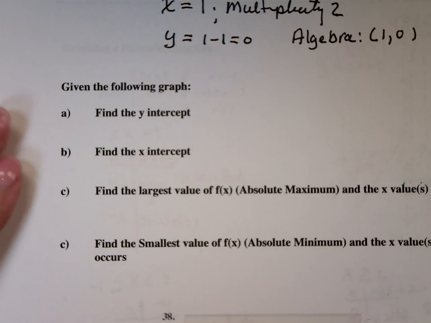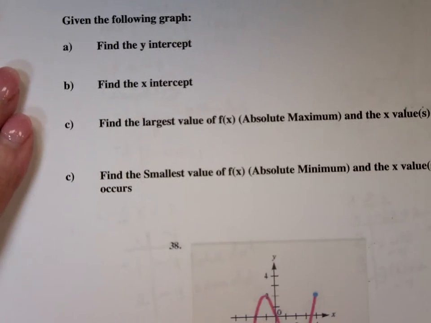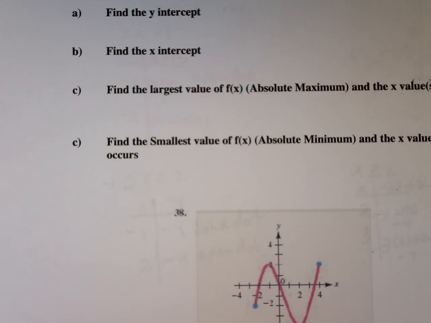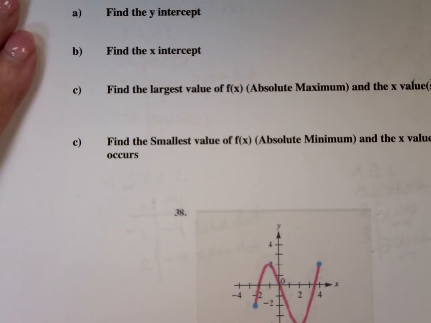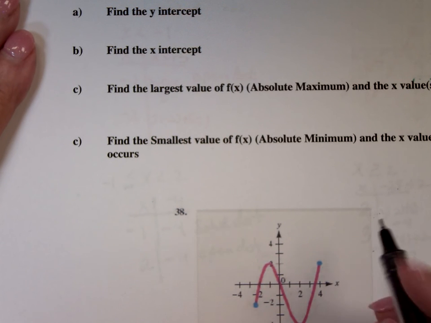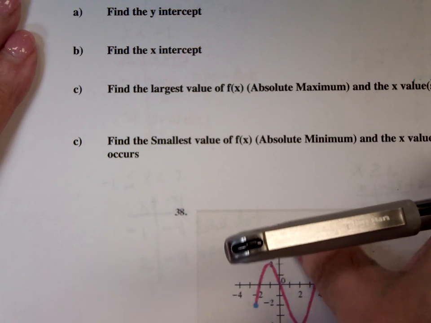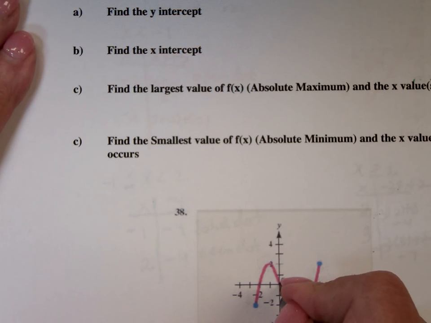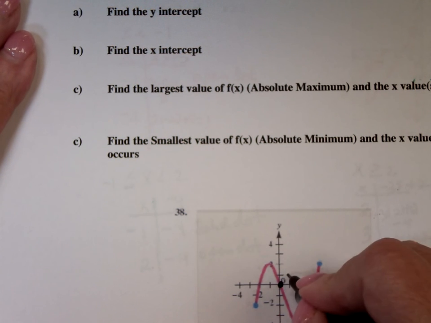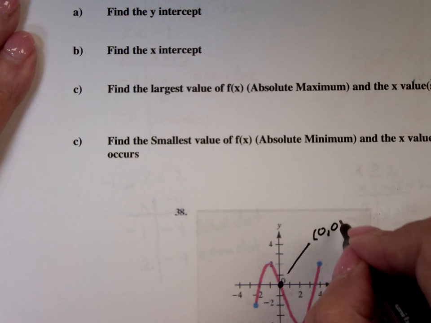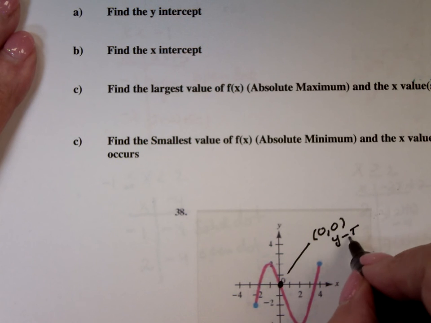The next problem is reading from a graph. It says, given the following graph, find the x-intercept, y-intercept, and the largest and smallest value. Well, x and y-intercepts are easy enough. The y-intercept is where the graph intersects the y-axis. There's the y-axis, and the graph is right here. So it looks like it's 0, 0. That's the y-intercept.